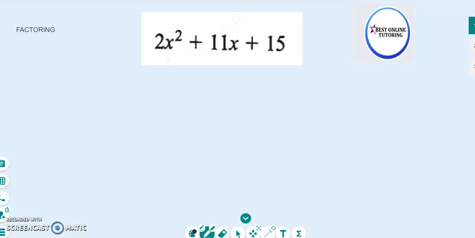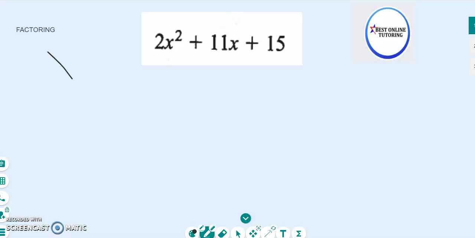Let's factor a quadratic where a, the leading coefficient, is greater than 1 or not equal to 1. We are still going to use the product sum method.